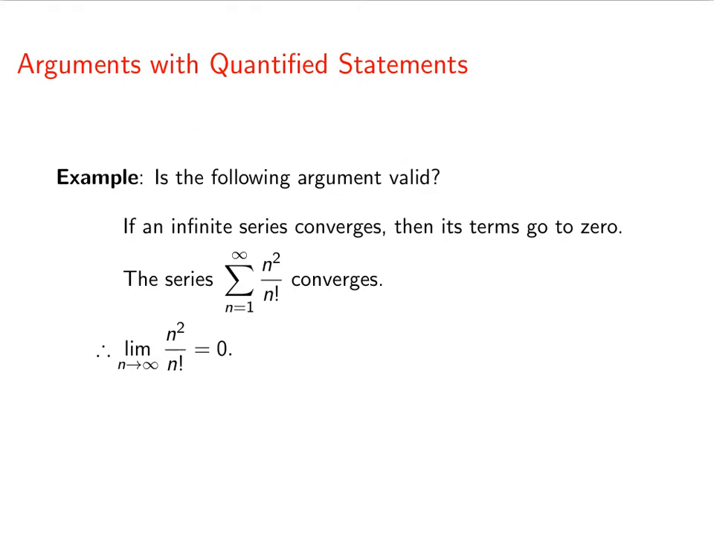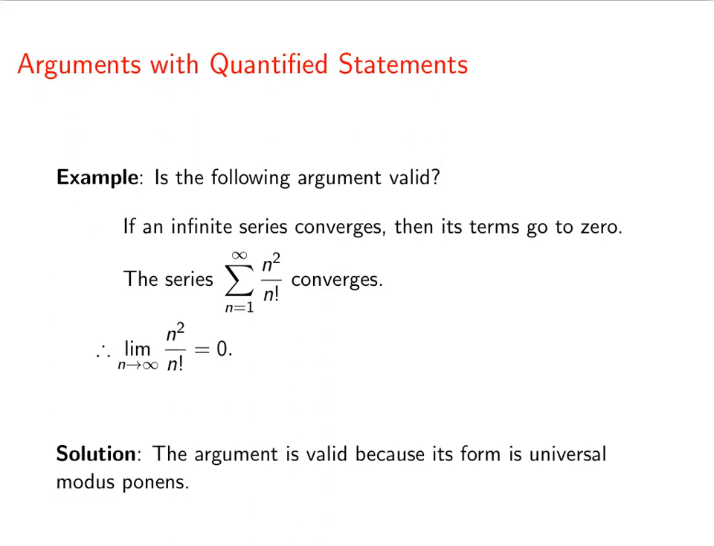Now, this form is actually universal modus ponens. What we don't see here is an implicit quantification. In front of this, maybe we should have a "for all series": for all series, if it converges, then the terms go to 0. So this is a valid argument because its form is universal modus ponens.